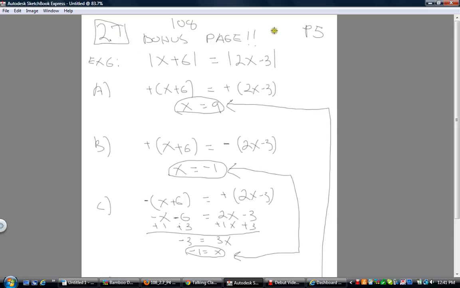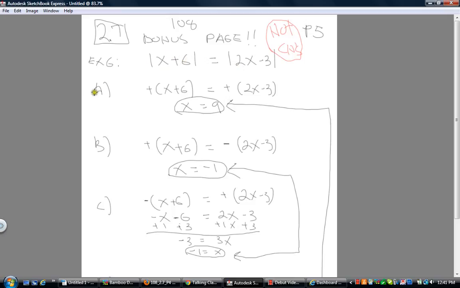This is not in your class notes again, so I just want to highlight that so you know to watch this for a couple minutes. This page's goal is to take the last example, example 6, which we've already done cases A and B, which is how you solve the problem of taking absolute value on both sides of the equation. How do you handle it?